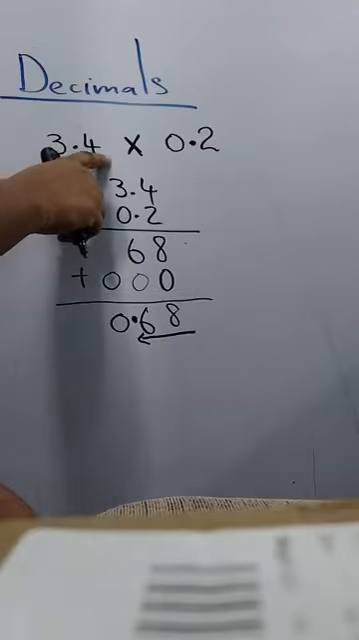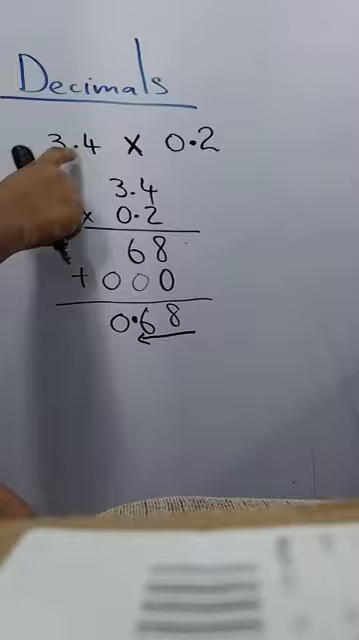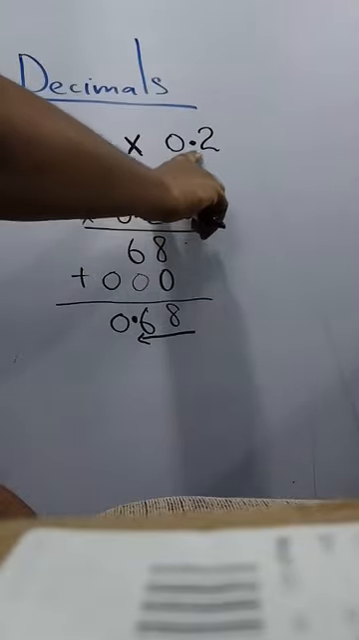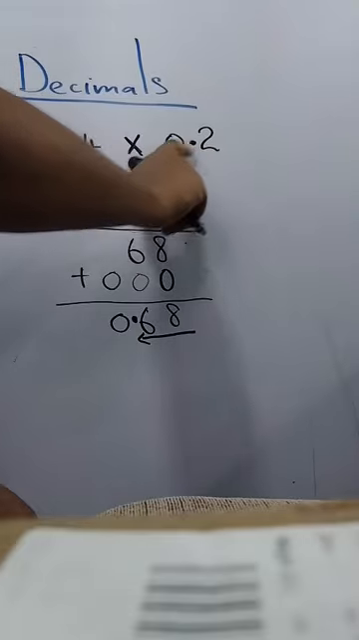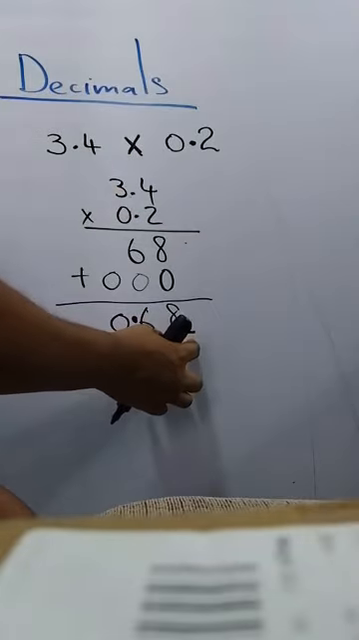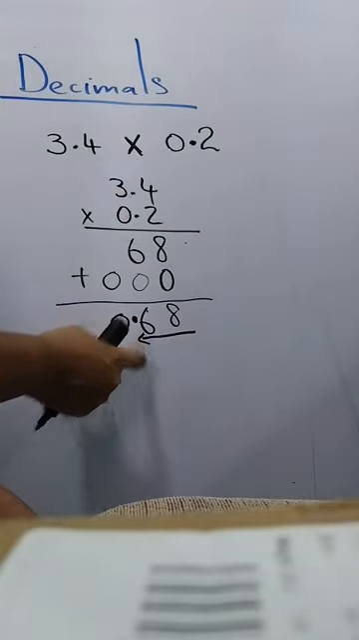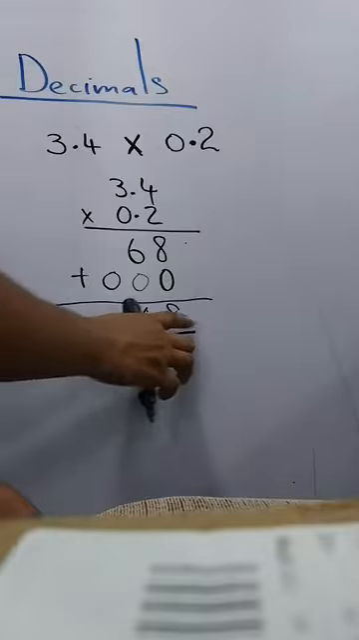So there was 1 decimal place after the point in the 3.4. There was 1 decimal place after the point in the 0.2. So my solution must account for 2 decimal places. So my answer is 0.68.